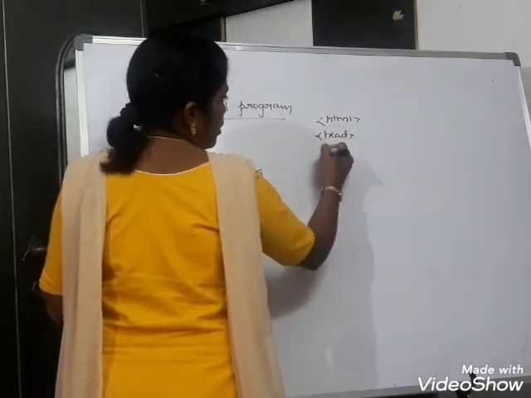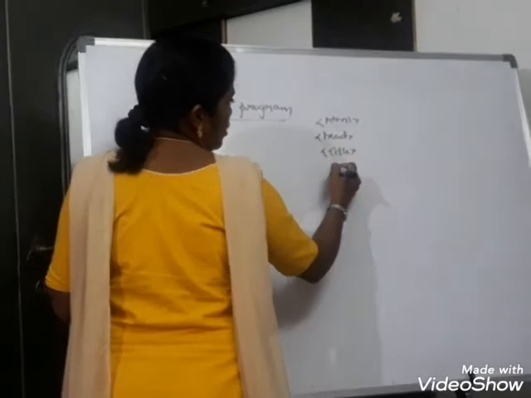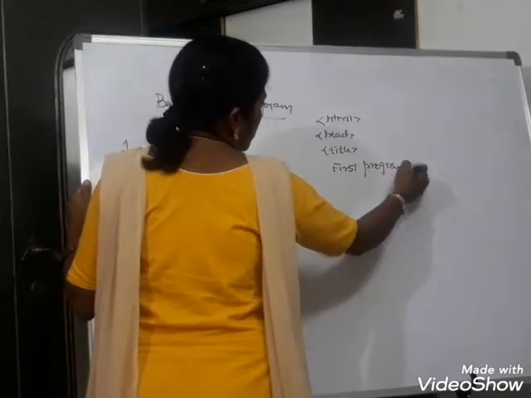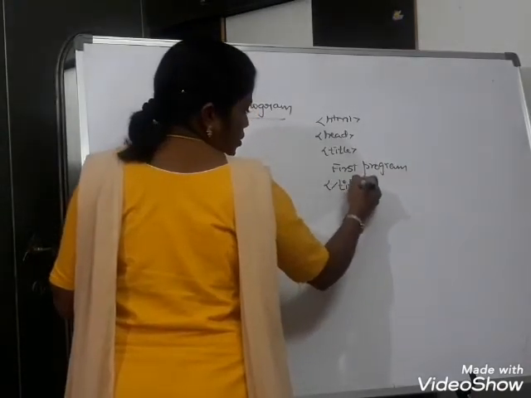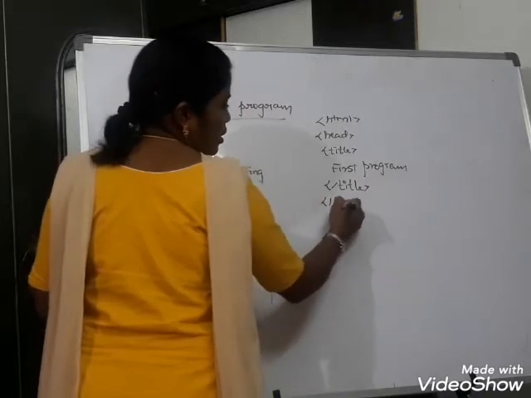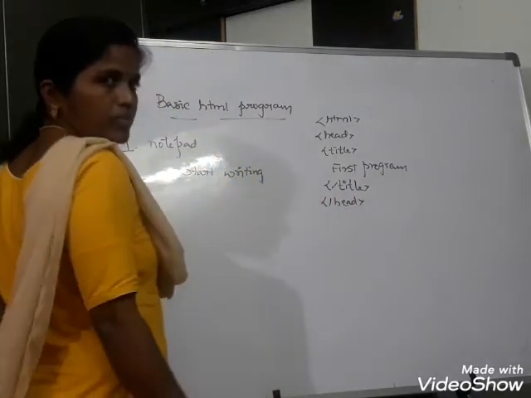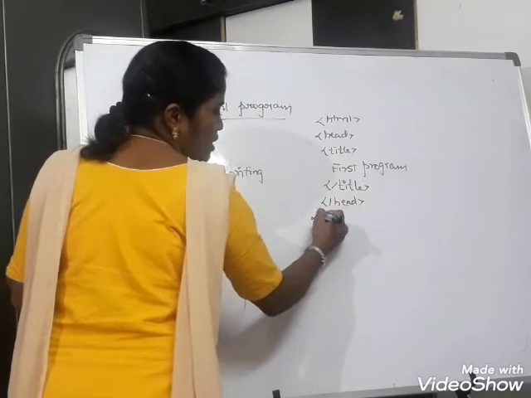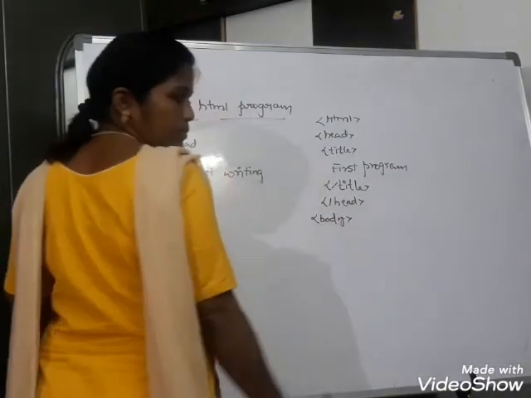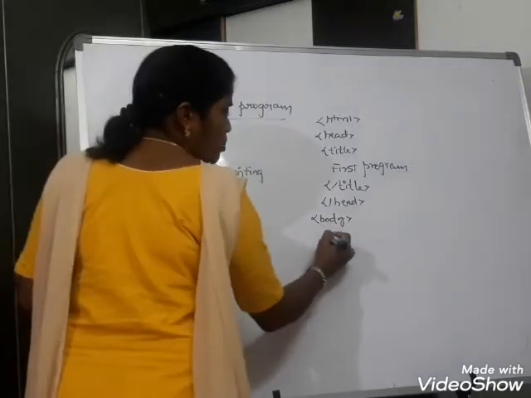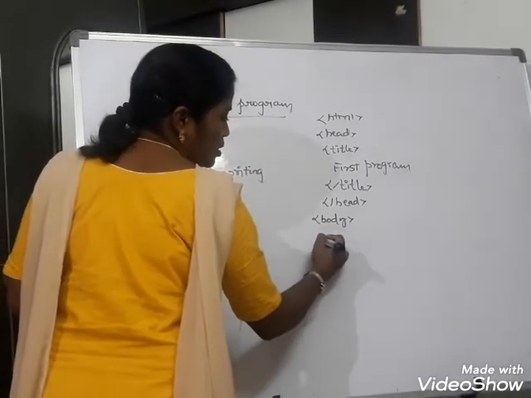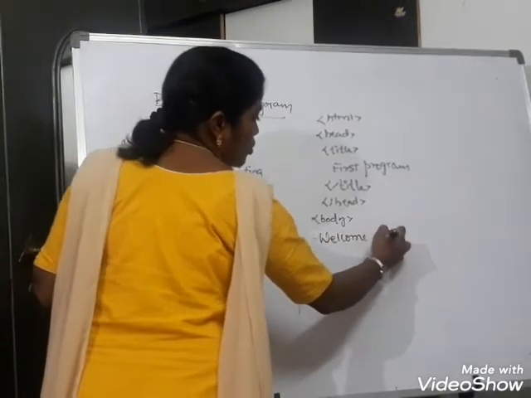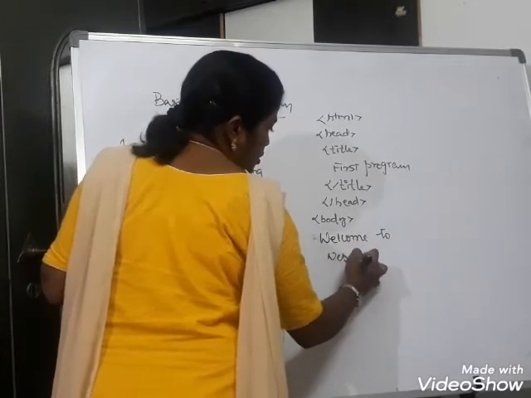head, title, my first program. So whatever I write here, that is printed onto the title part. Right? And close head. Okay, so this is my first part. Part 1, head part. Next, I will start writing my body part. Right? So in my body part, I want to write it as welcome to web technology class.